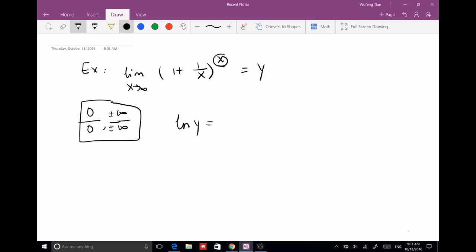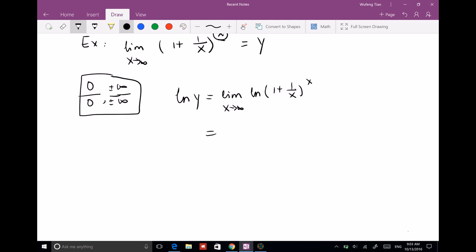Y equals the limit as x goes to infinity of ln (1 plus 1 over x) to the power x. Once we take the ln, the power can be brought down in front of the ln. So the limit as x goes to infinity of x times ln (1 plus 1 over x). Make sense, everyone?